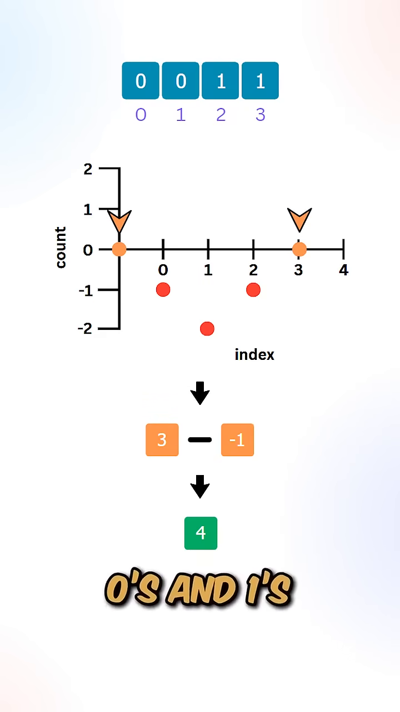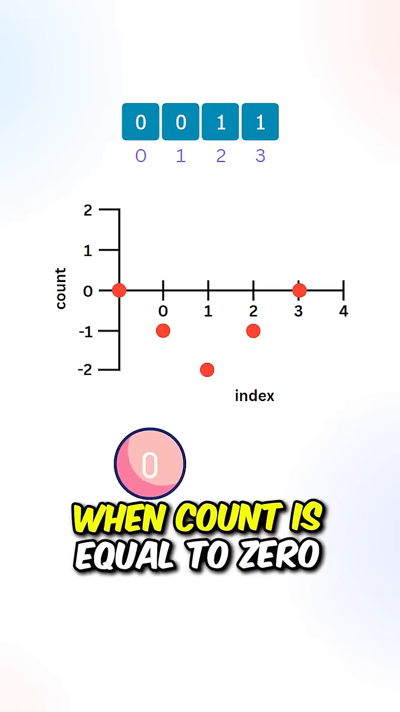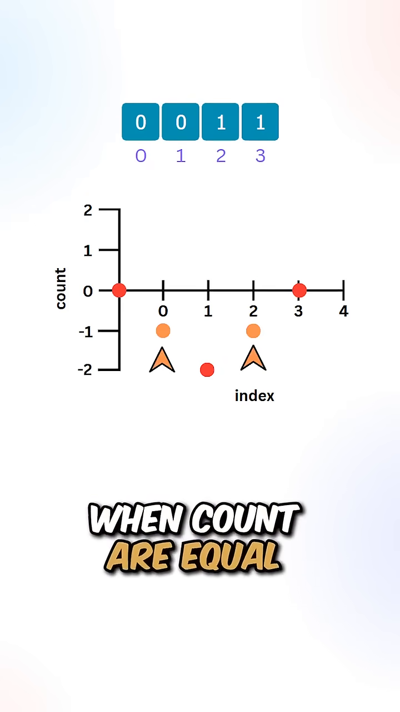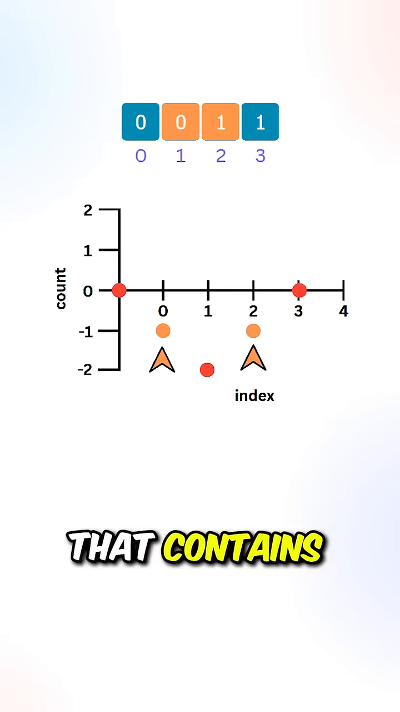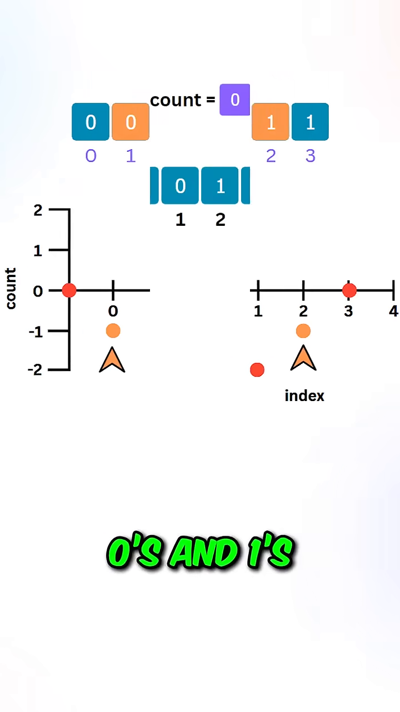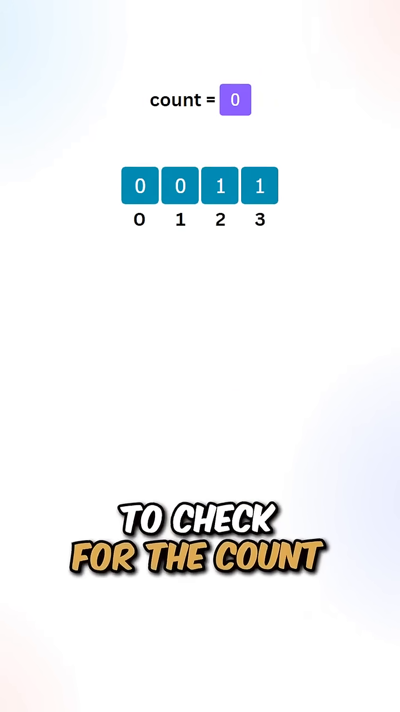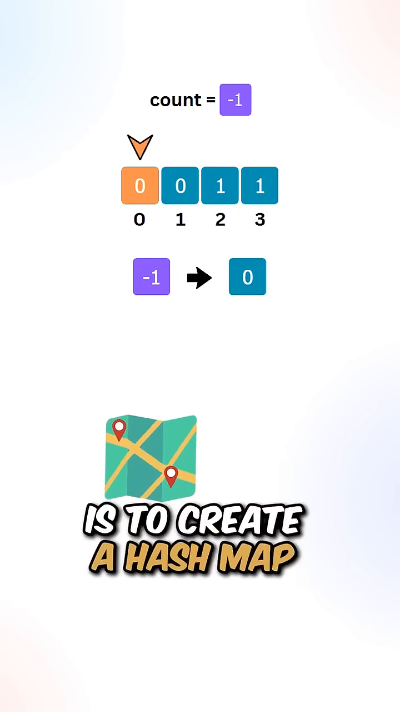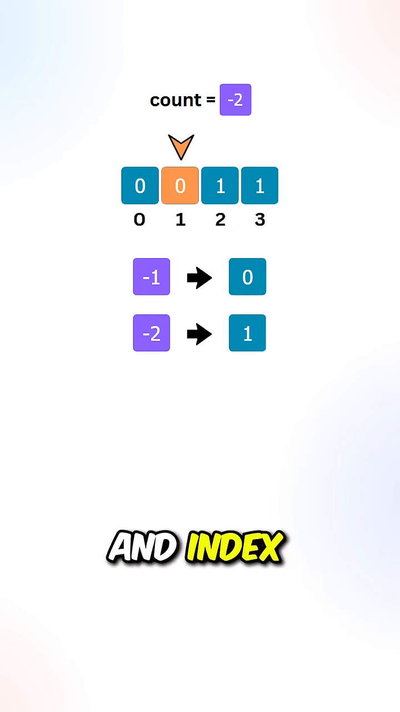of zeros and ones. Now this does not only apply when count is equal to 0. When counts are equal, we can also find a subarray that contains the same number of zeros and ones. We will need a quick way to check for the count and index. What we can do is to create a hash map to keep track of the count and index.